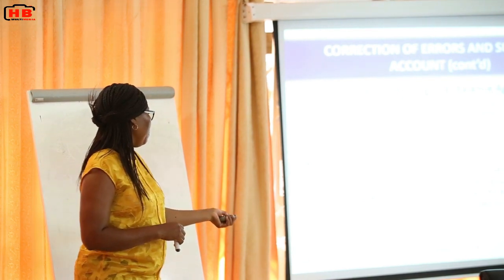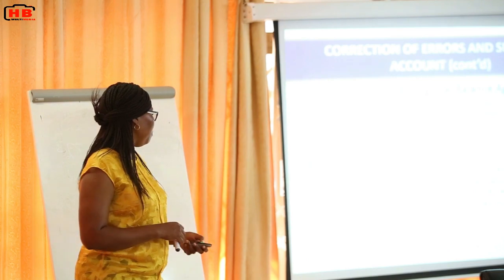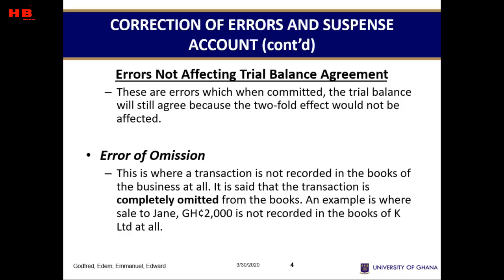And so in this case, we have an example: there is a sale to Jane, 2,000, and in the course of recording, somebody fails to enter it.